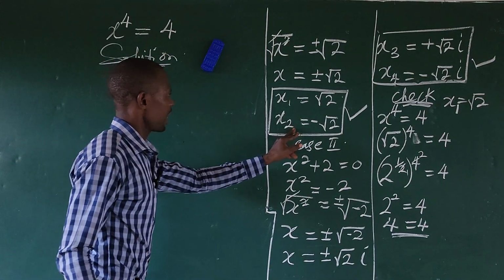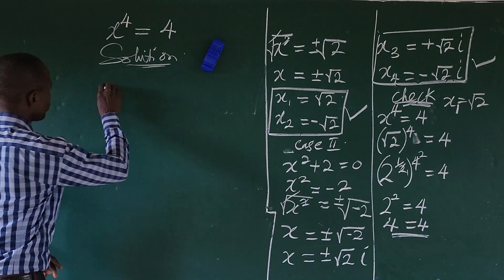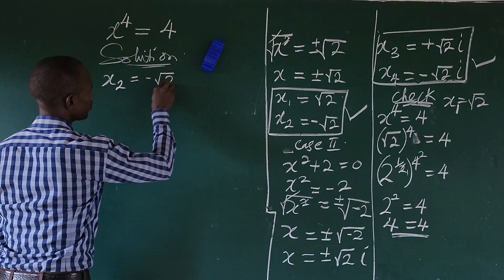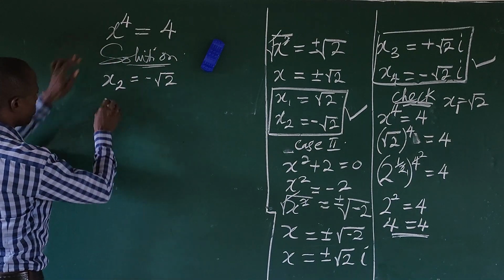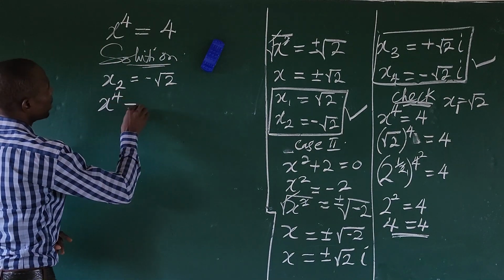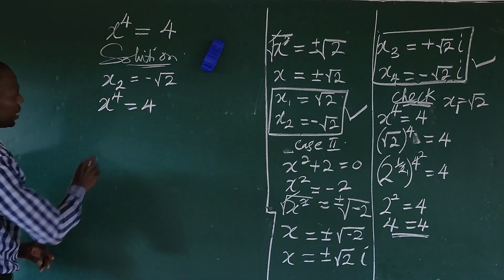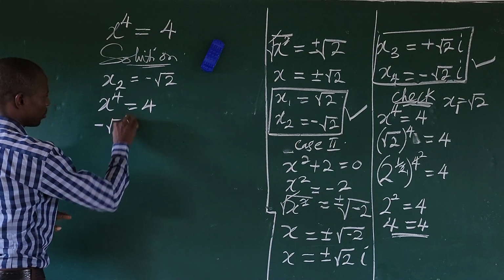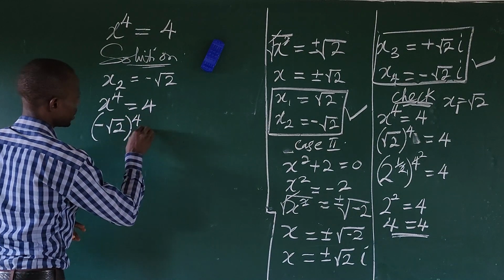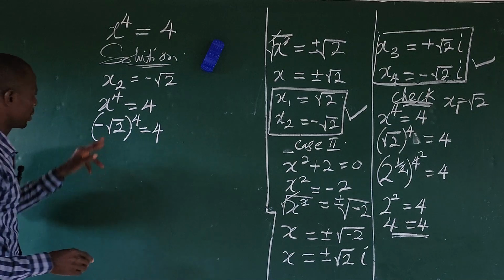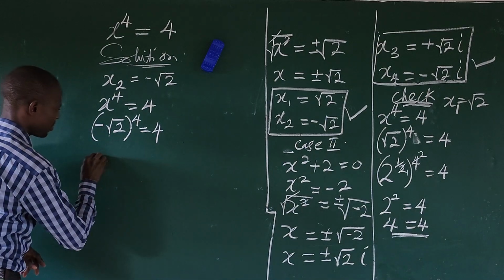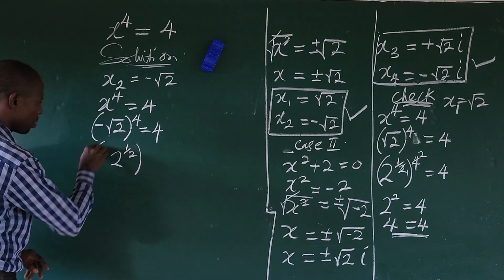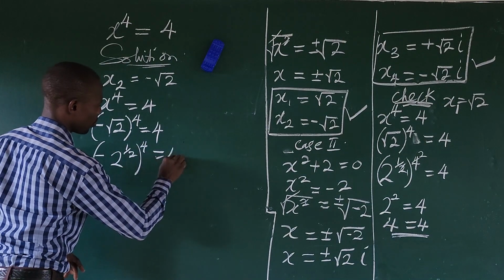All right, so we check for x2. So we have here x2 equal to minus the square root of 2. Again, we bring our original equation. Let's put in the value. So we have minus the square root of 2 all to the power of 4, which is equal to 4. Rewriting this again, we have minus 2 to the power of 1 over 2, all raised to the power of 4 equal to 4.